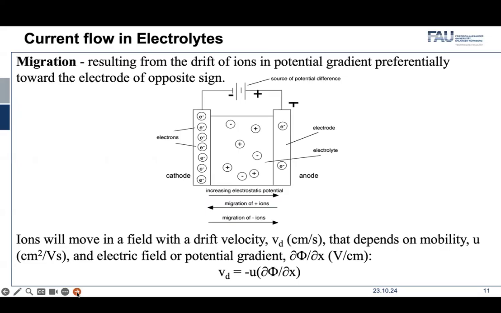Another thing that can happen is that you have an electric field, and these ions can move in the electric field. For example, if there is a positive potential and a negative potential, you apply a battery to two metal plates with electrolyte in between. You will see the positive ions moving towards the negative electrode, and the negative ions moving towards the positive electrode. This is due to the electric field. So this is migration. This you must know.